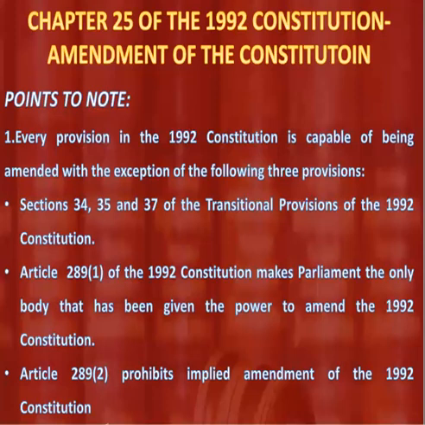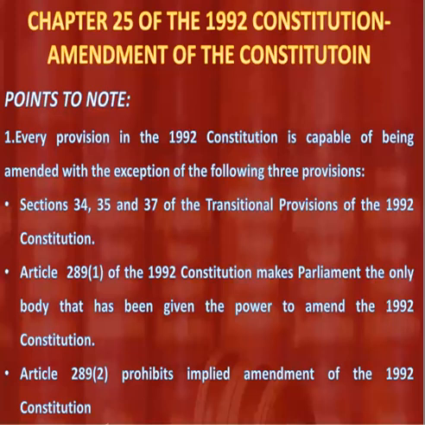First point is that every provision in the Constitution can be amended with the exception of Sections 34, 35, and 37 of the transitional provisions, which are contained in the First Schedule of the 1992 Constitution. Number two, the only body or organ of state that is given the power and mandate to amend the constitution is Parliament of Ghana. And you see this under Article 289(1).